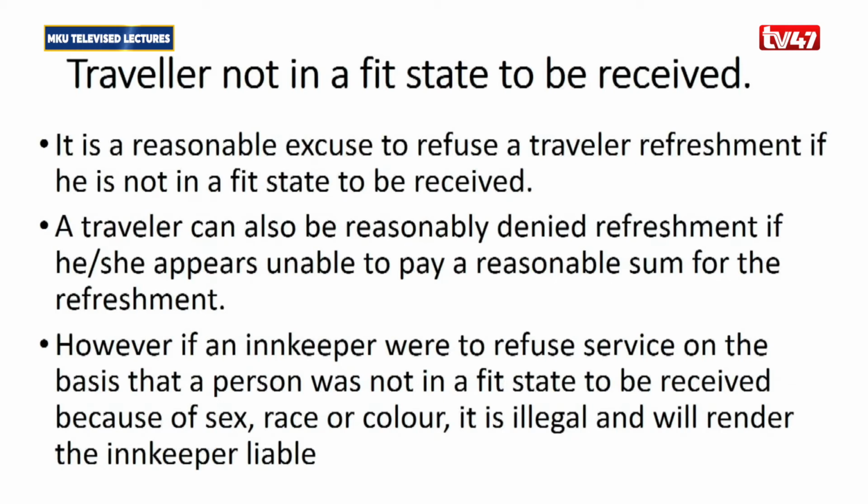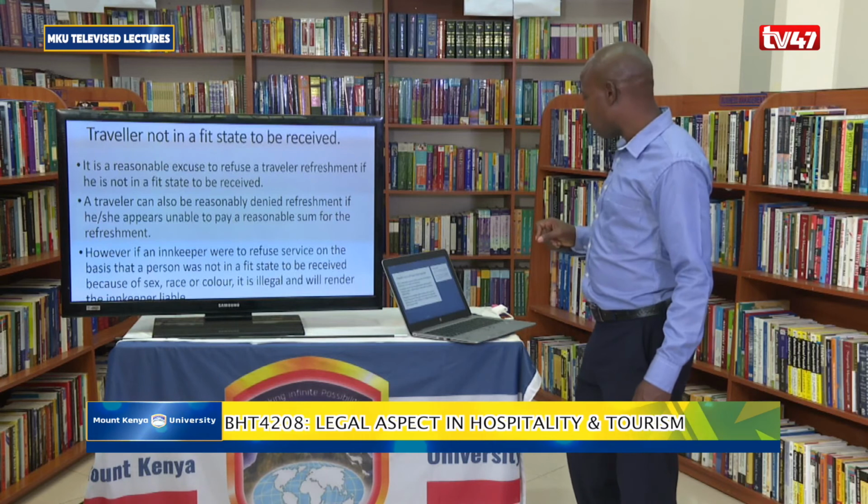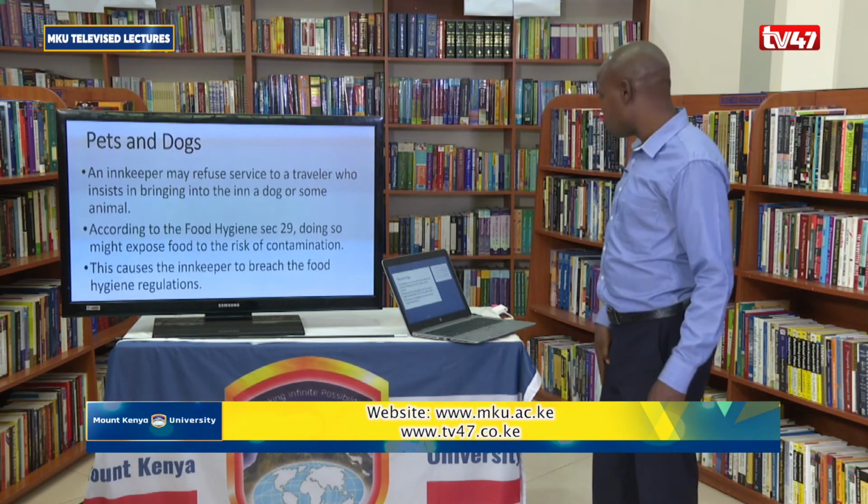However, we are warned that hotel keepers are warned by the law that they should not refuse to receive guests on the ground of color, on the ground of sex, or on the ground of race. If the innkeeper does that, then they will be liable and accountable, and then they can face the force of the law.